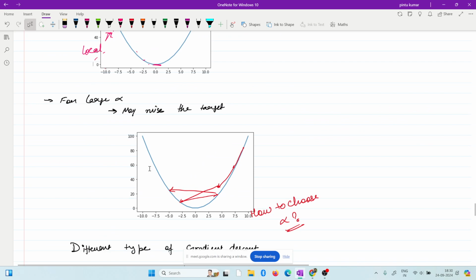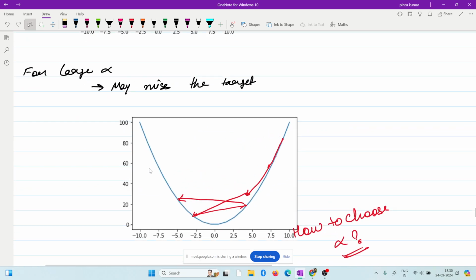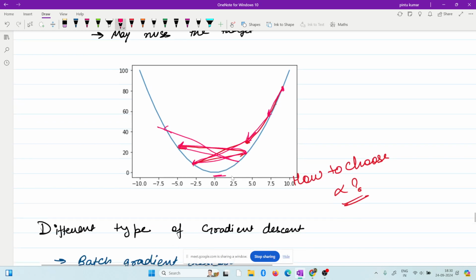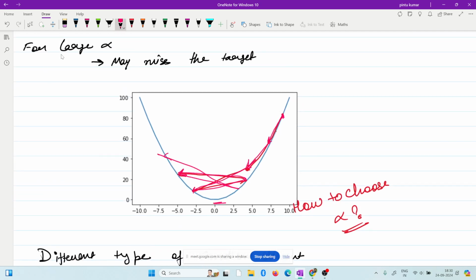Now let's say you took your alpha to be too big. Let's say you started from this particular point, you took your alpha step, then you again took an alpha step. Next time you reached here, you missed your local minima. Then you came back here, took a step and again reached here. Now you will again come here, you'll probably go here, and you might miss your local minima. So the point is, if you take very large alphas, you may miss the target.